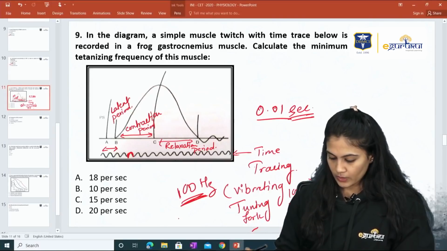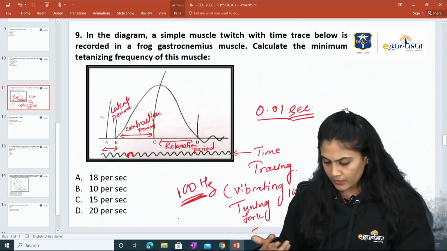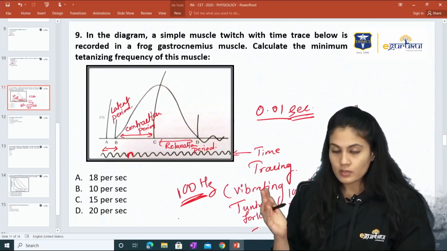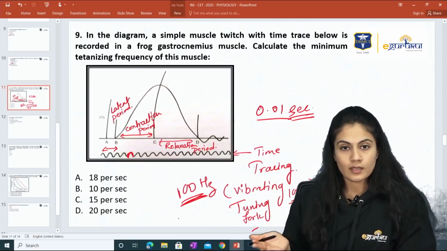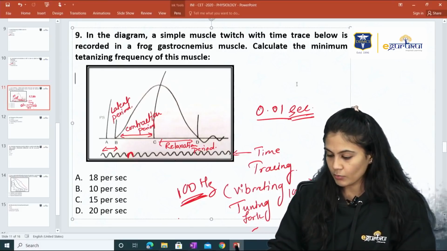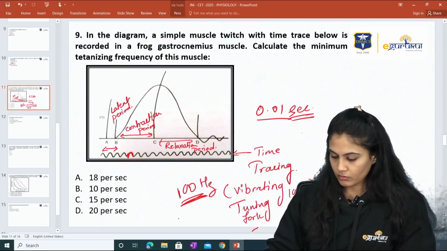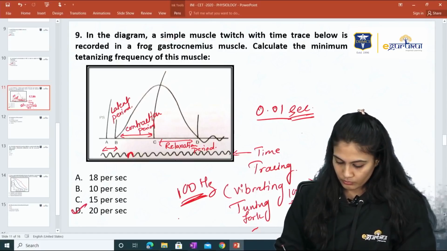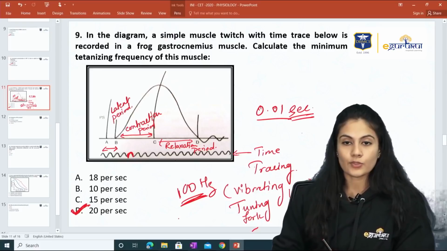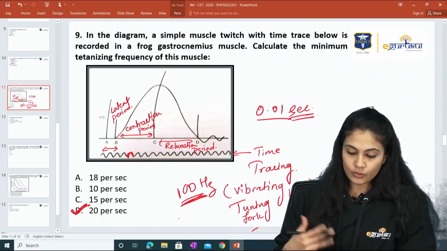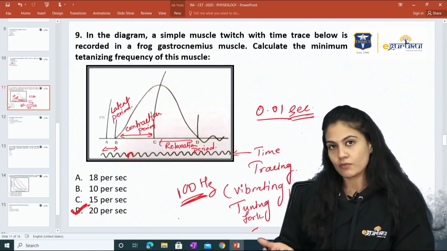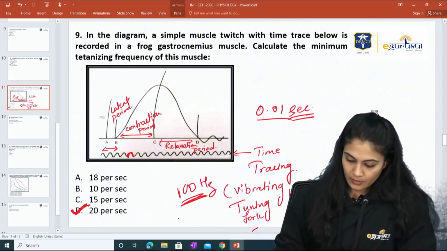which came out to be 20. If we would have taken it 6, it's something between 5 to 6, the answer would have been 16.6, but there is no such option. So that's why the answer is option D, 20 per second. For that you should be knowing the formula, which is a very easy formula, 1 upon contraction period.